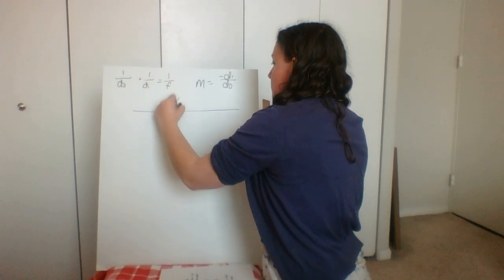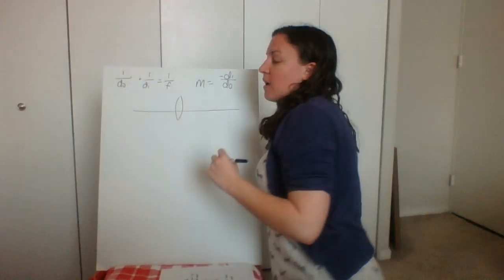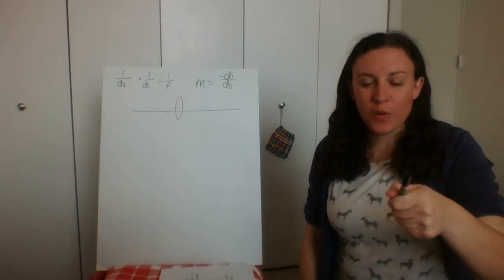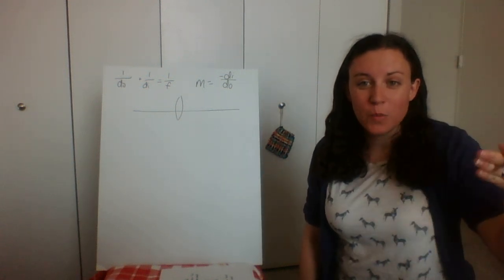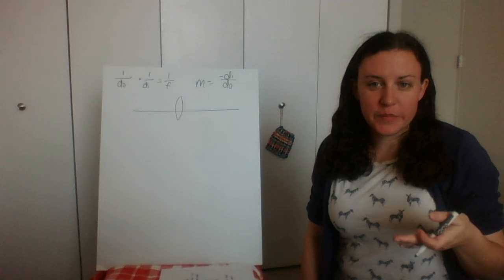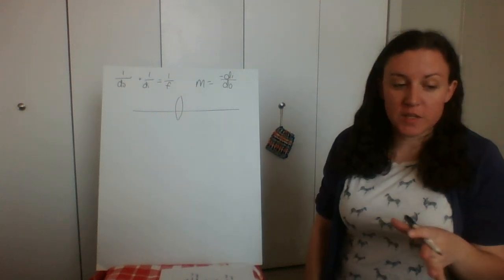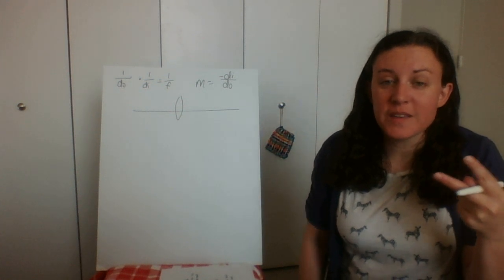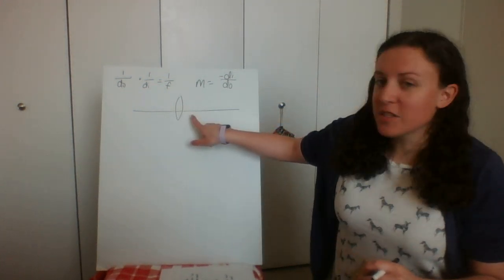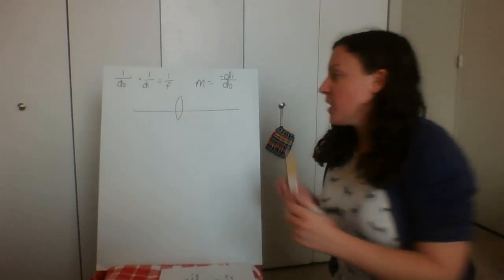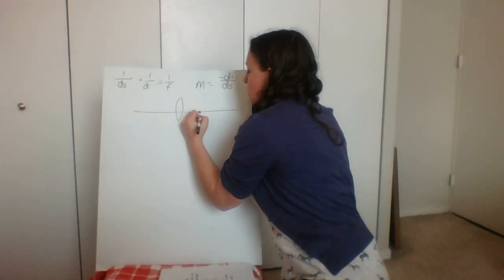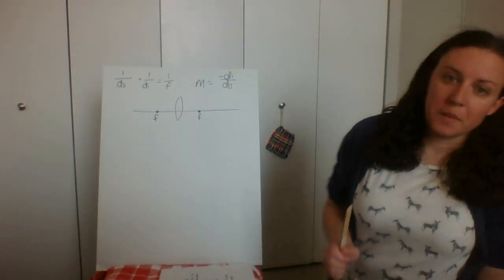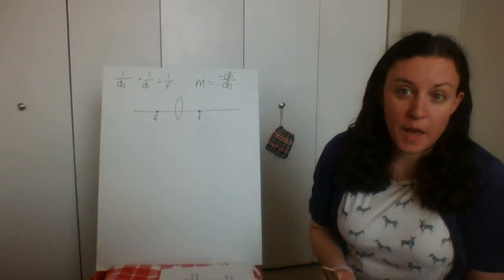A lens is double-sided because it's see-through. We can see through it on both sides. It is double-sided, so make sure when you're drawing this, it's double-sided. And that means there are two focal points, because there's a focal point for this side and there's a focal point for this side. So we have to draw in not only one, but the second focal point. Make sure you're doing that.